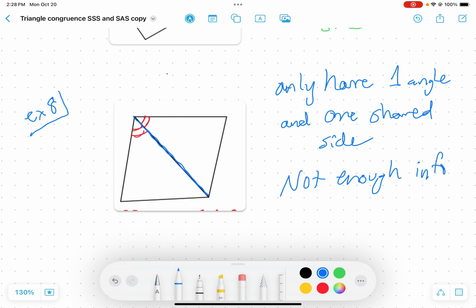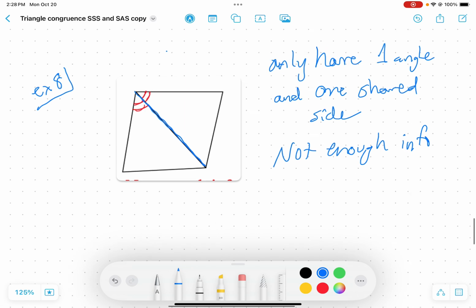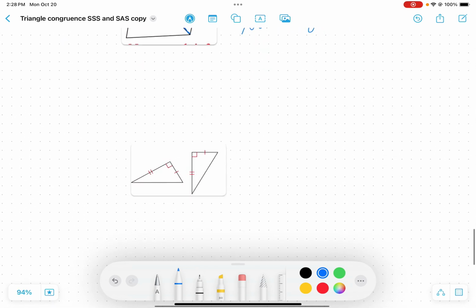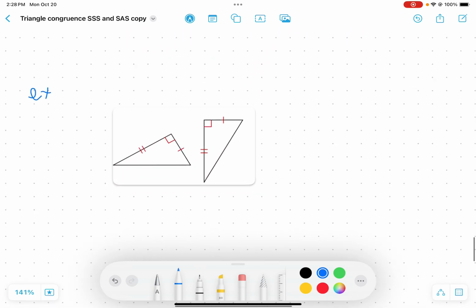Okay, last example, and then we'll practice it in class tomorrow. So copy this one down and see if you could decide if these are congruent or not. So I have these sides matching, and I have these sides matching, and then I have my right angles. So this has side, angle, side, so they are congruent.